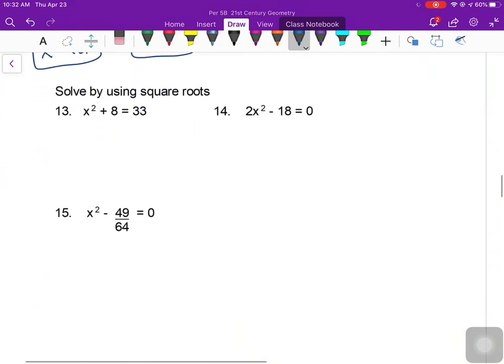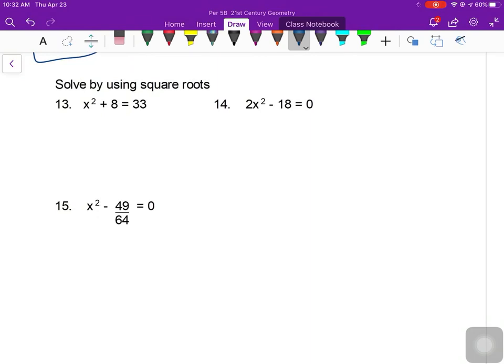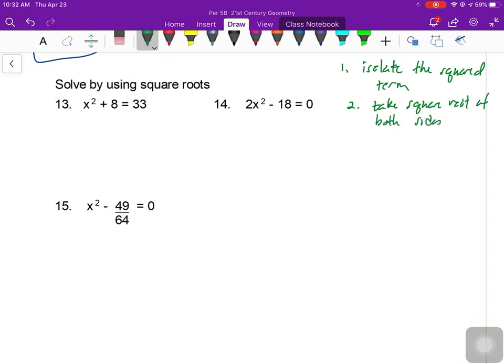Let's review a second technique you learned back in Algebra 1. And this is called solving using square roots. In this process, we try to isolate the squared term. The second thing that we do is we take the square root of both sides. And then the third thing we do is we finish solving.